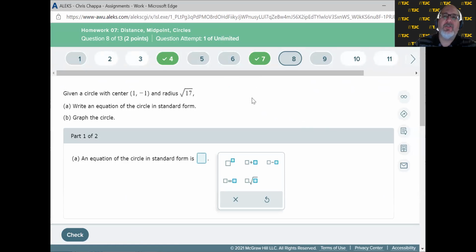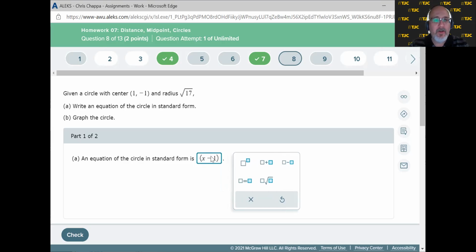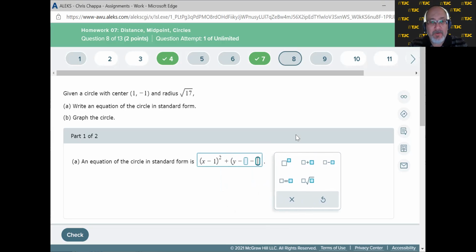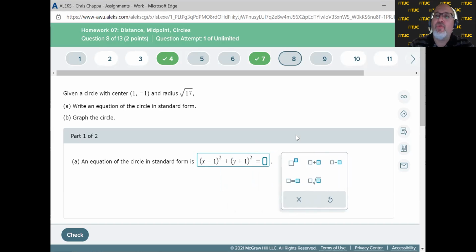Even though the radius is the square root of 17, it's not that big of a deal. If we wanted to write the equation in standard form, let's get past this because this is something that we did earlier in the video. X minus the x coordinate squared plus y minus the y coordinate, but notice it's going to be y minus -1. And so the double negative makes it a plus squared.